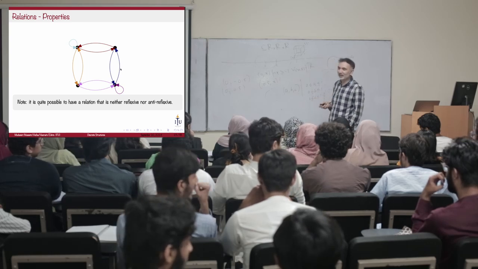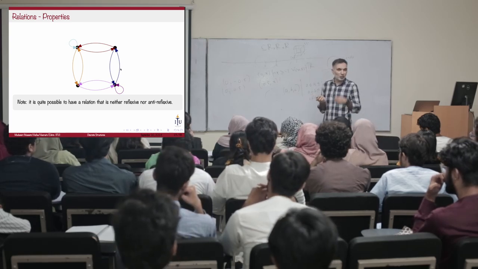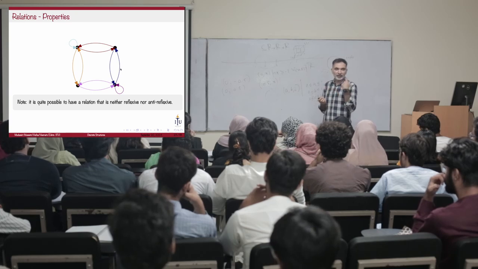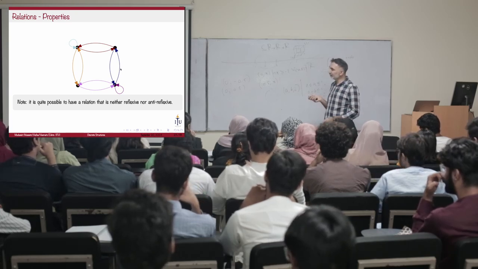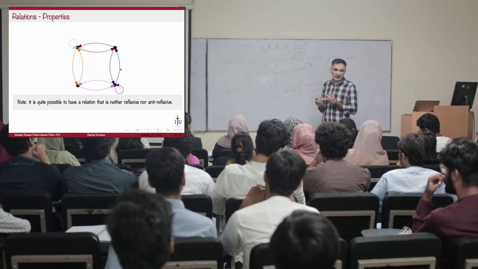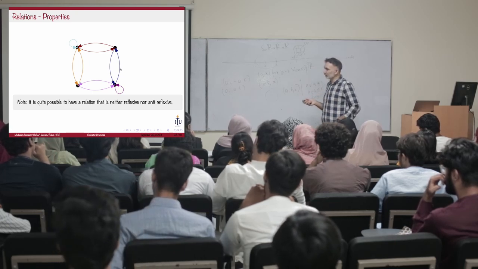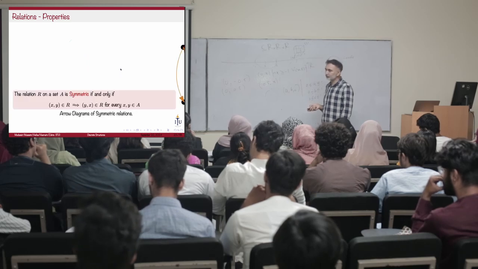Yes? Okay, cool. So for reflexive, you want all of the loops there. And for anti-reflexive, you want none of the loops there. Okay? Which means that ये वाला relation ना तो reflexive है, ना anti-reflexive है. Okay? Because some of the loops are there and some of the loops are missing.